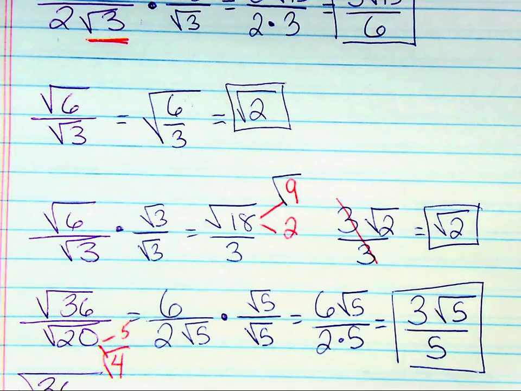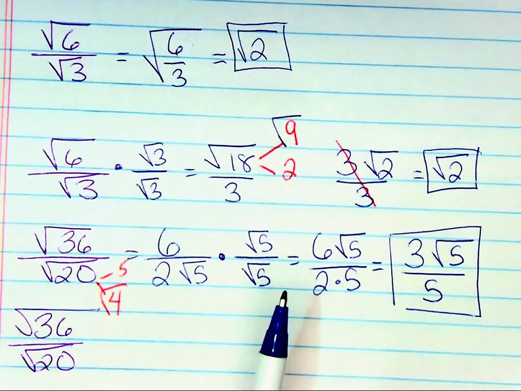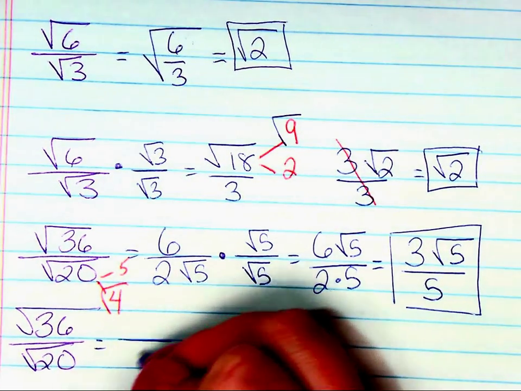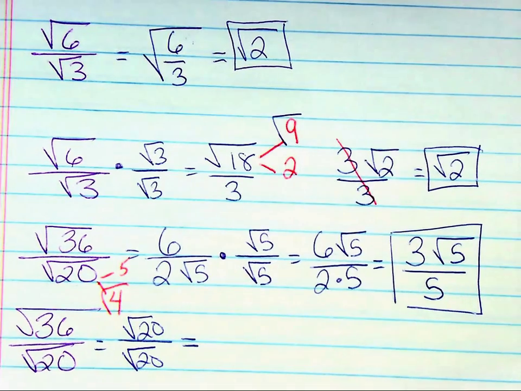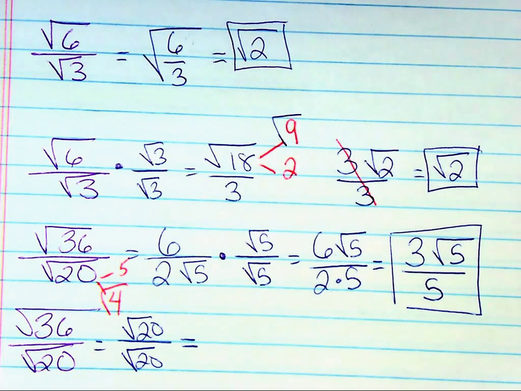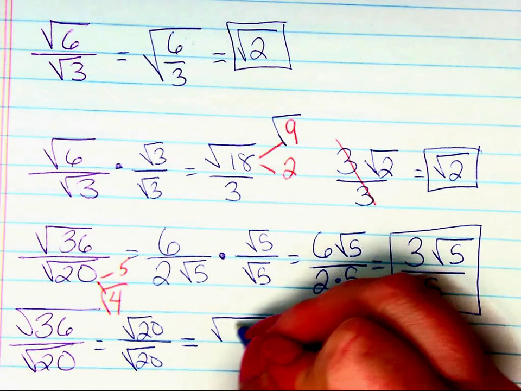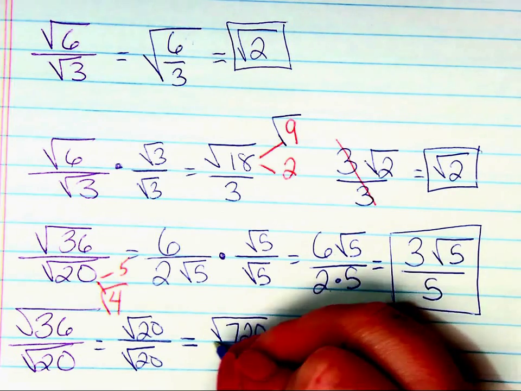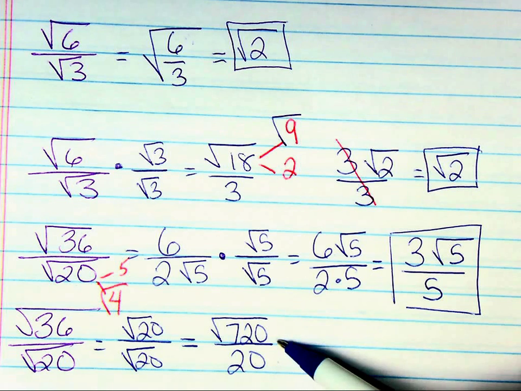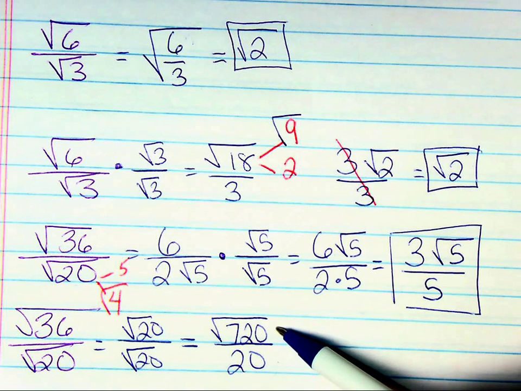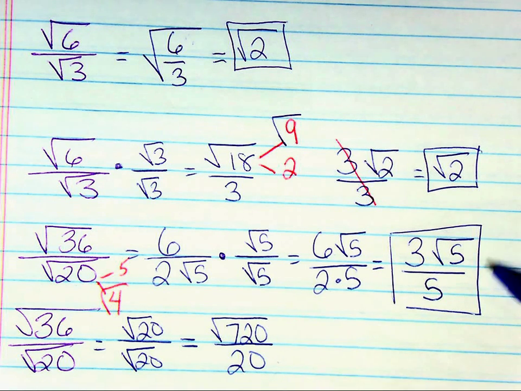If I look again, what I was saying was, if I try to multiply this by the square root of 20 times the square root of 20 without simplifying, 36 times this 20 is 720. Well, now I have the square root of 720 over 20. This has not been simplified because now I need to go back and simplify the square root of 720, which is a lot more work than if I simplify as I go.